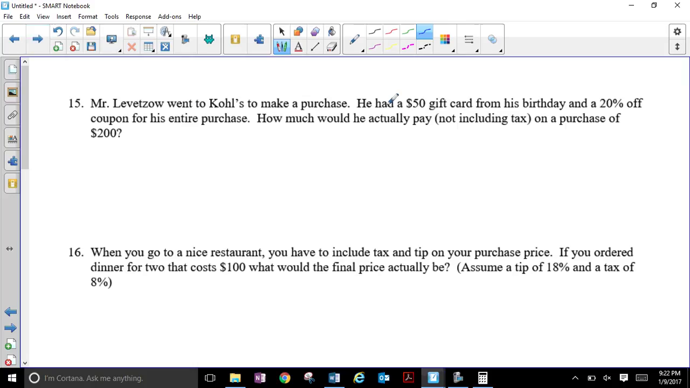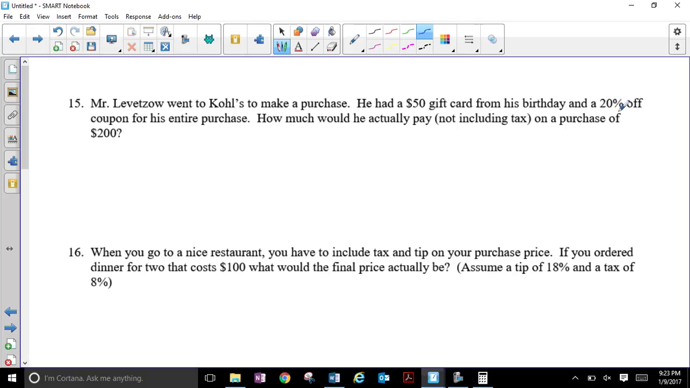So Mr. Levinson went to Kohl's to make a purchase. He had a $50 gift card from his birthday and a 20% off coupon for his entire purchase. How much would he actually pay, not including tax, on a purchase of $200? So really, this is one of those real life situations. If you go to a store, what are they going to apply first? Are they going to apply the gift card to your total first, or are they going to do the discount first?